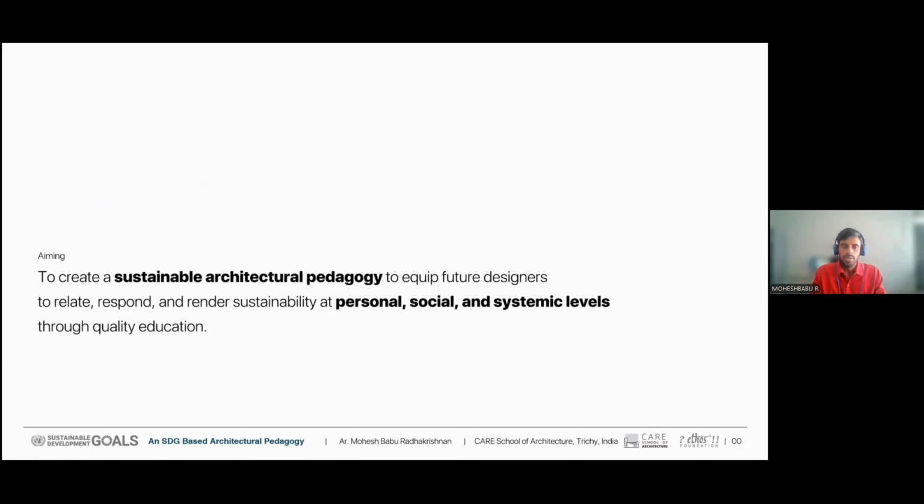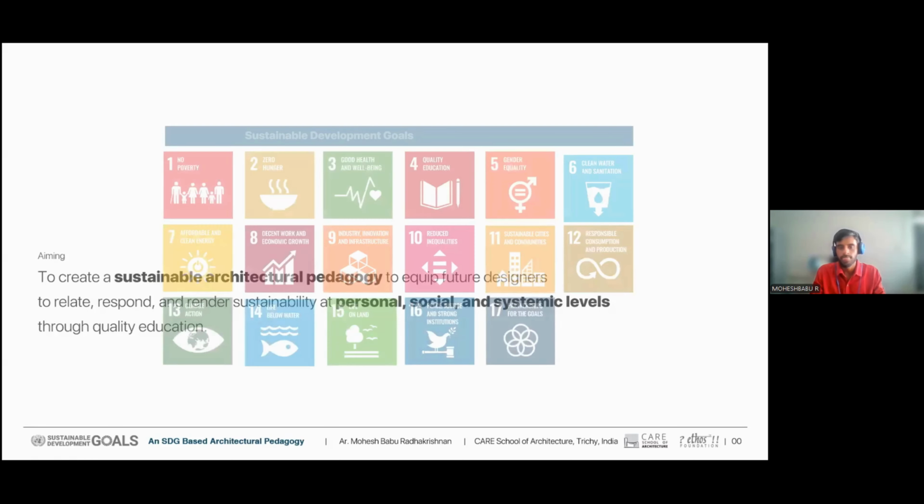So my aim is to create sustainable architectural pedagogy to equip future designers to relate, respond, and render sustainability at all three levels. It's personal, social, and systemic levels through quality education.